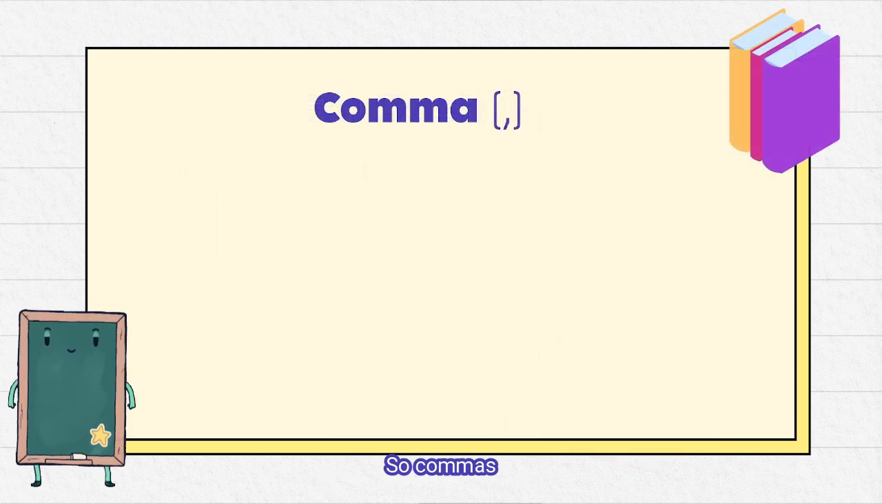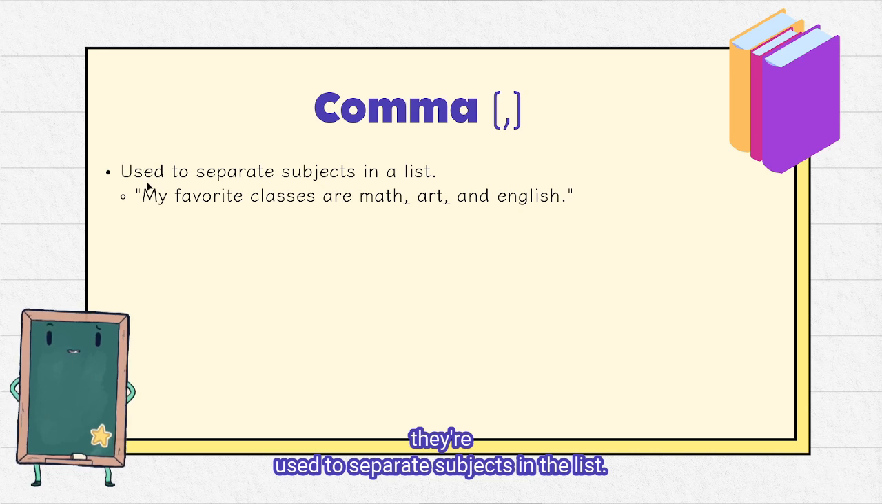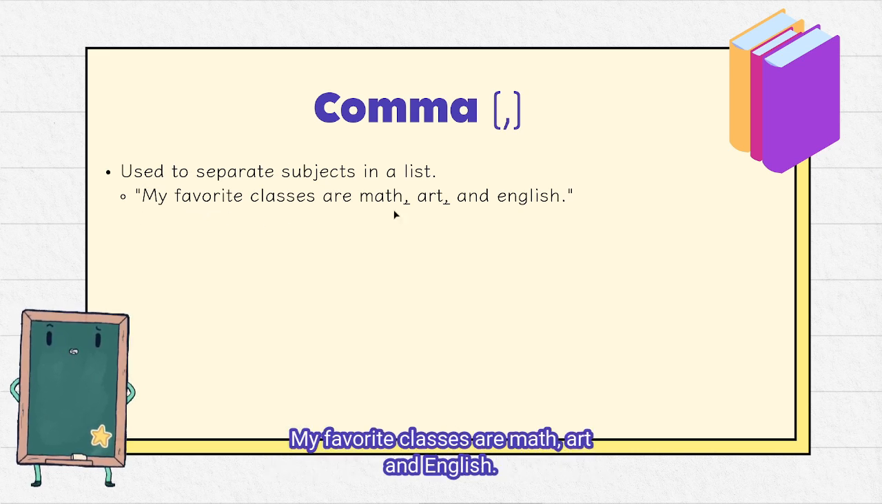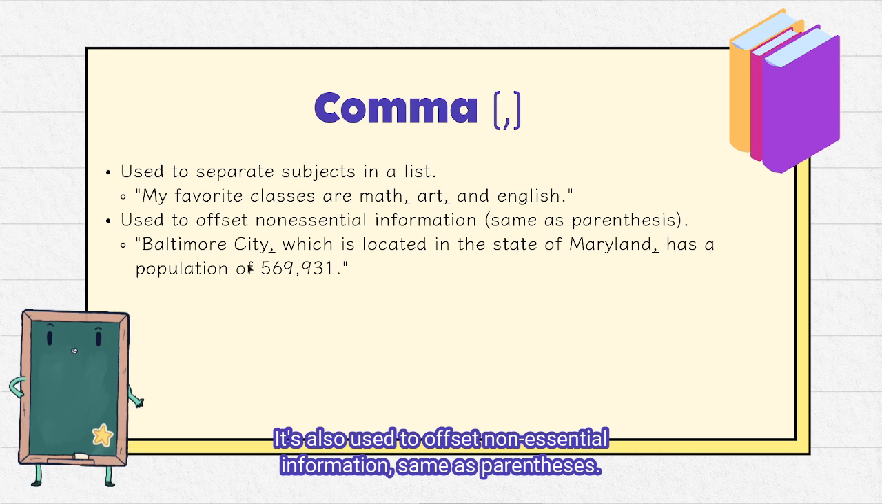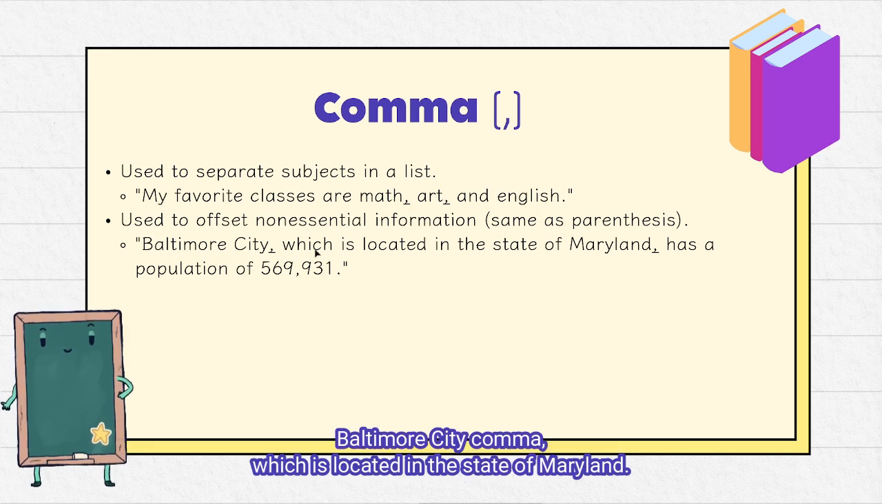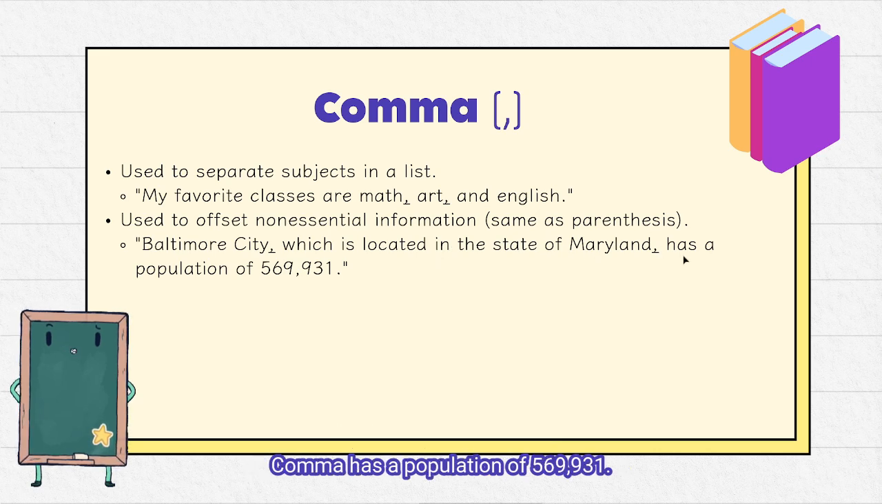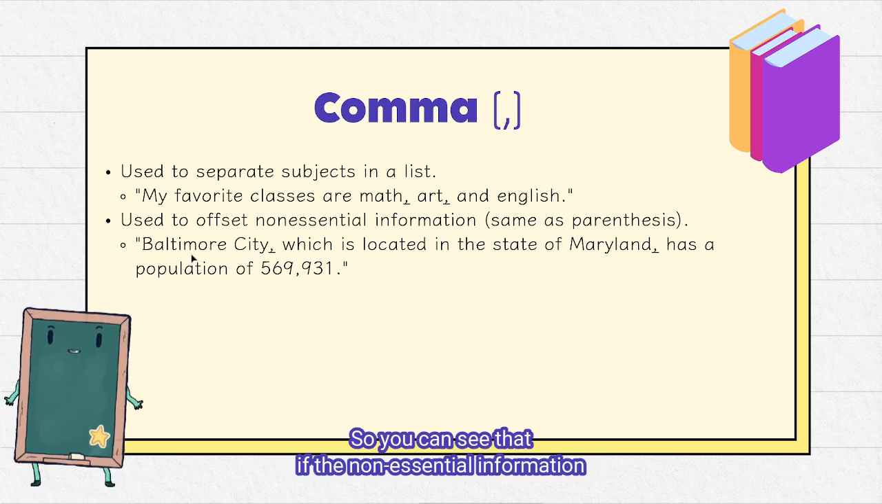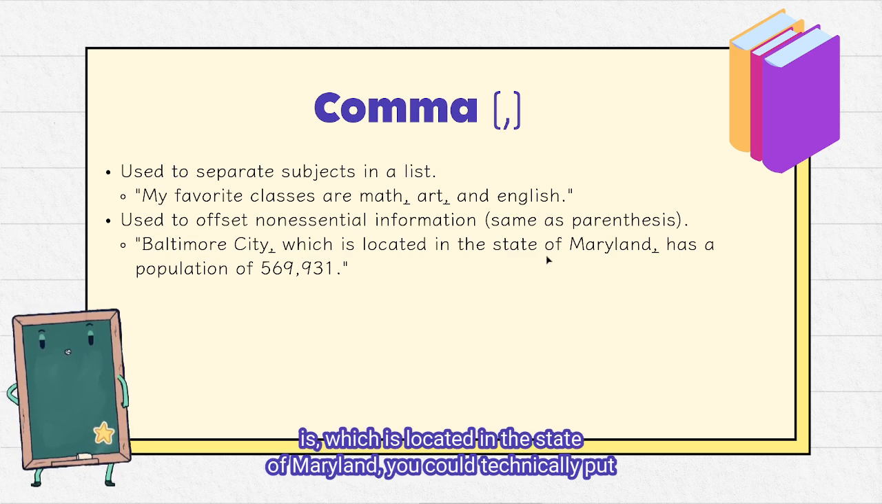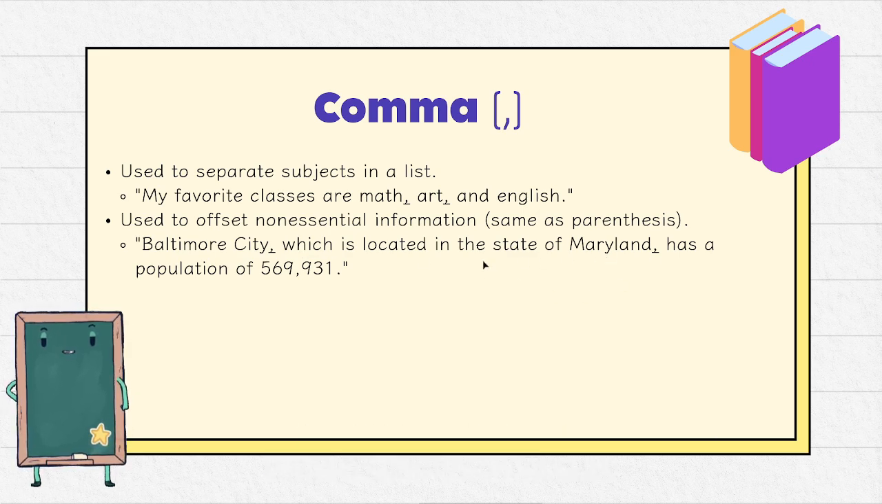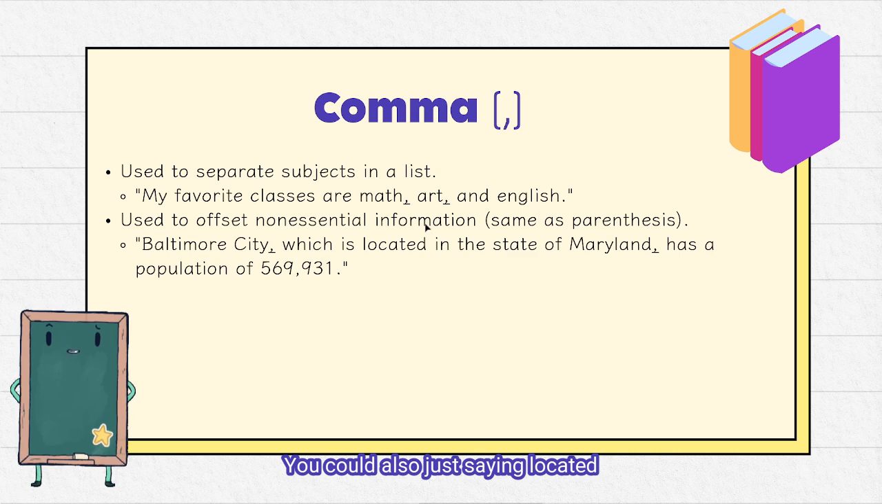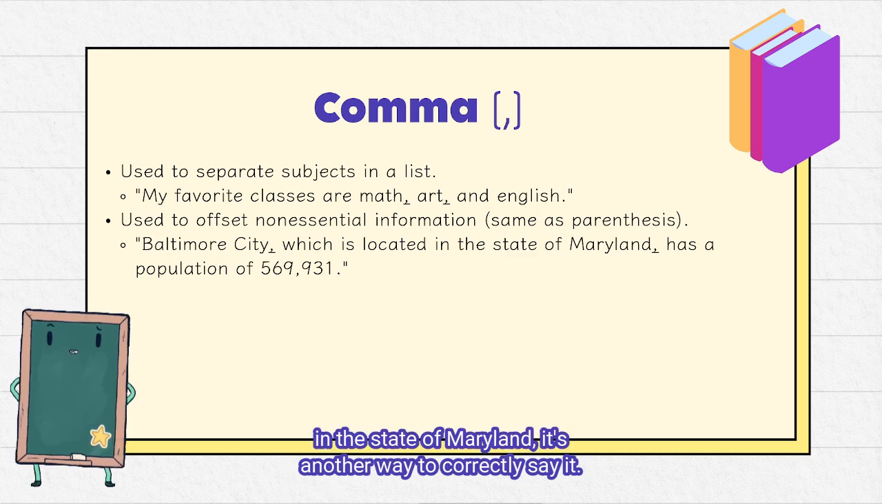So, commas. They're used to separate subjects in a list. My favorite classes are math, art, and English. It's also used to offset non-essential information, same as parentheses. Baltimore City, which is located in the state of Maryland, has a population of 569,931. So you can see that if the non-essential information is "which is located in the state of Maryland," you could technically put parentheses around this. You could also just say "located in the state of Maryland." That's another way to correctly say it.